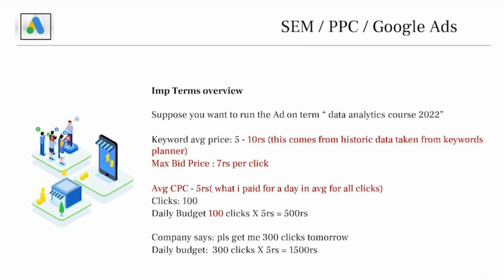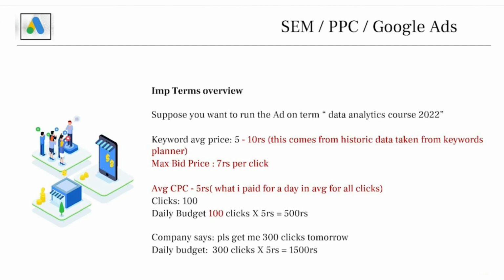People sometimes get confused, thinking the average CPC and the maximum bid price are the same. No. The maximum bid price is what I submit to Google, saying this is the maximum I can pay for my ad to show on a certain keyword for every click. And average CPC is what I actually pay on average, over the duration your ad got displayed or got clicks, for every click on that particular keyword, or across the number of keywords if you have submitted more than one.